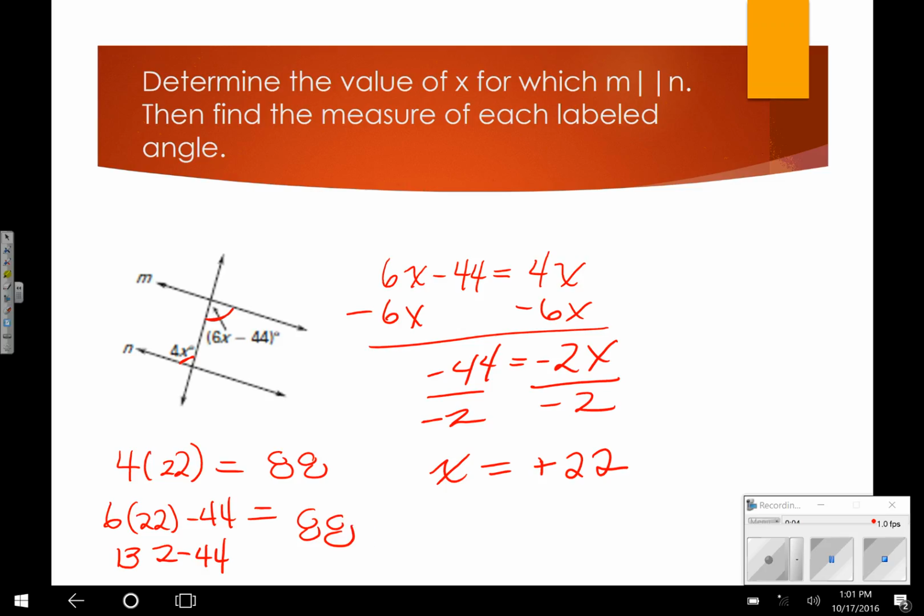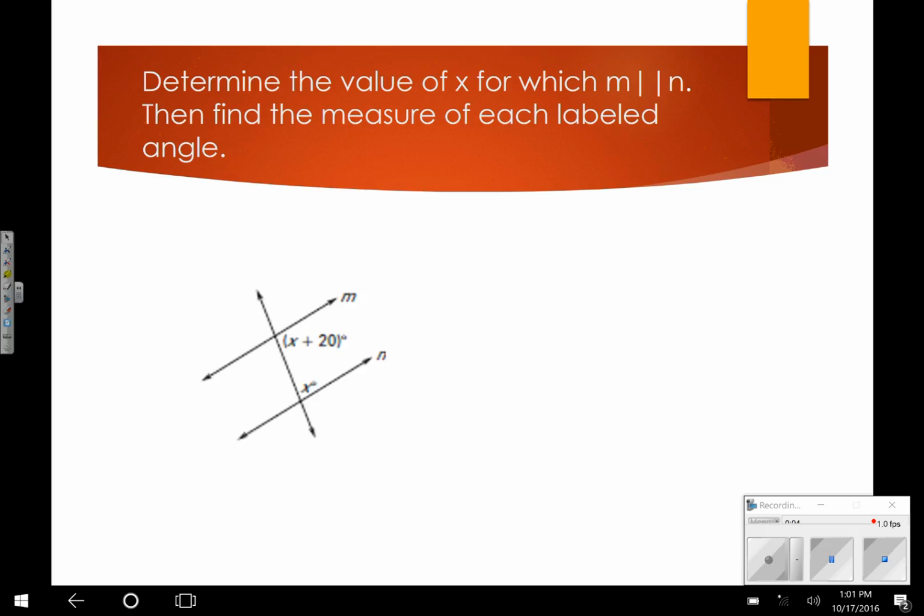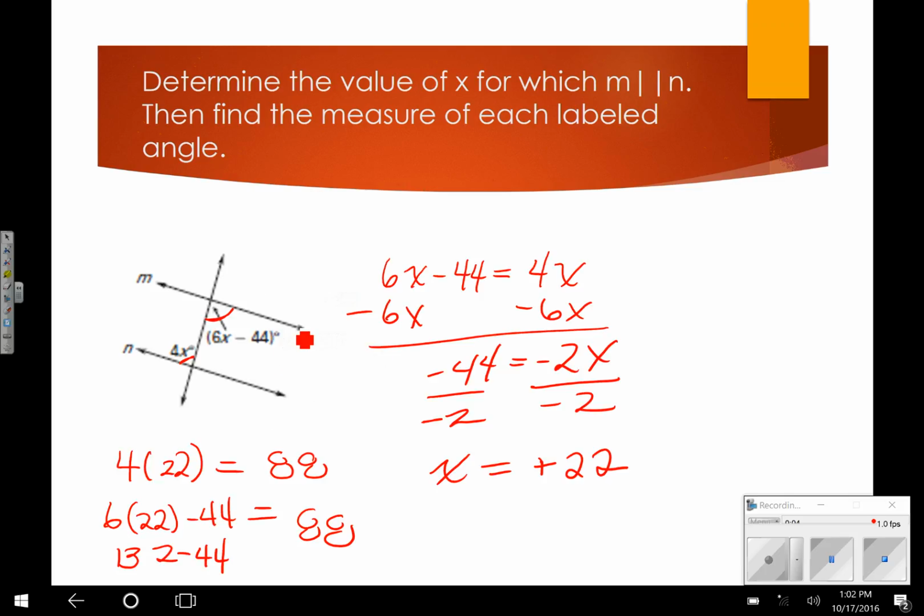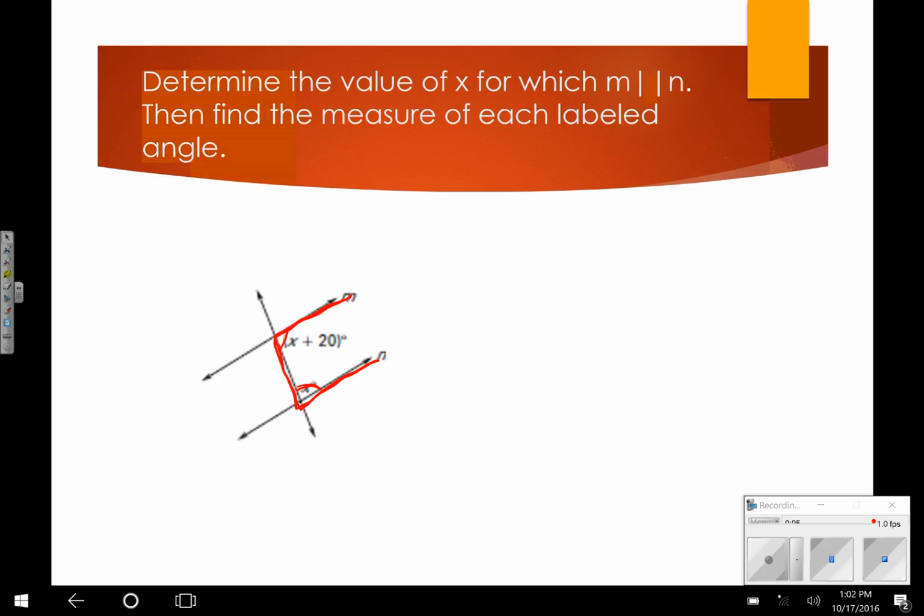All right, another example. This time my angles are here, and they are same side, and they're supplementary. If I go back to the last example, if I make a Z when I include the transversal in the angles, then they are congruent. Just a little hint. All right, so they're supplementary, which means that they add up to 180.